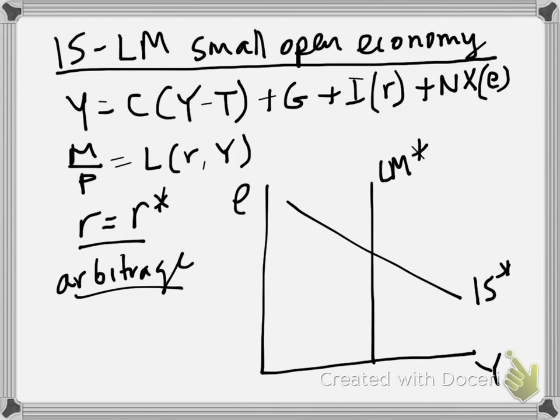We have a modified LM equation where we plug r-star into the r there, and now the money supply determines the level of GDP, right? Because the exchange rate doesn't affect GDP on the LM side, GDP is independent of the exchange rate. The exchange rate only shifts the composition of GDP, not the level of GDP. The level of GDP is determined by the money supply in this small open economy. Pretty unrealistic, but that's the implication of the model.